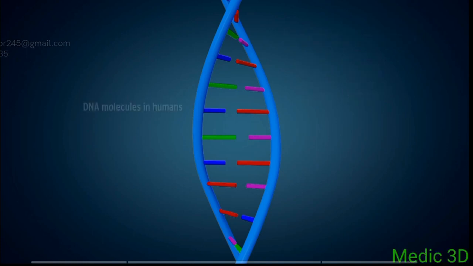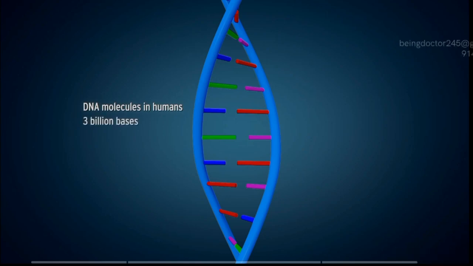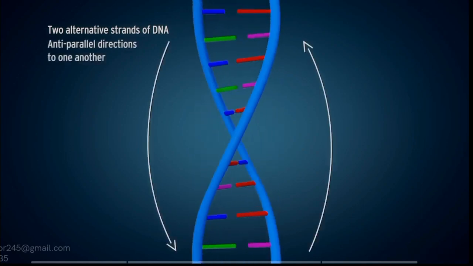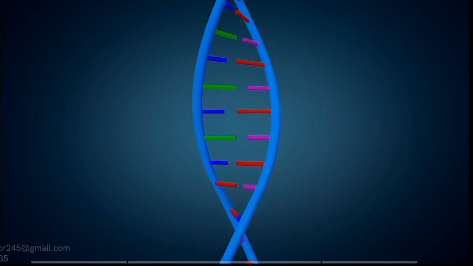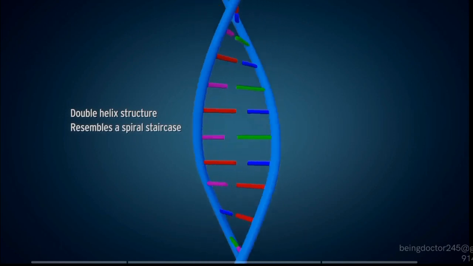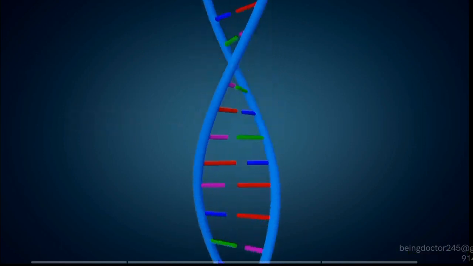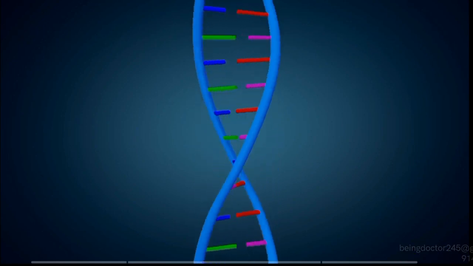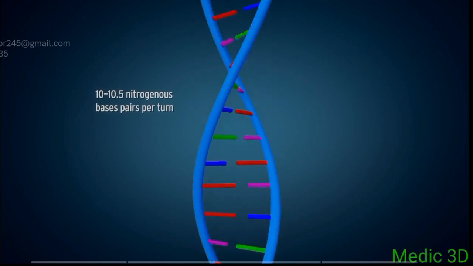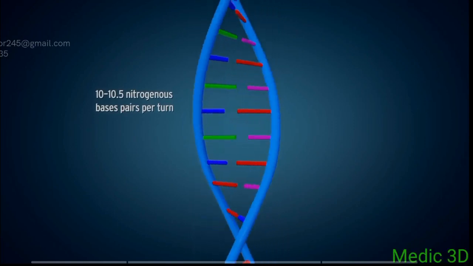The complete set of DNA molecules in humans contains about 3 billion bases that are dispersed as a set of about 20,000 genes on 23 pairs of chromosomes. The 2 alternative strands of DNA run in anti-parallel directions to one another. The DNA molecule forms a double helix structure, which resembles a spiral staircase. This structure arises as a result of its secondary structure. The double helix consists of about 10 to 10.5 nitrogenous base pairs per turn.